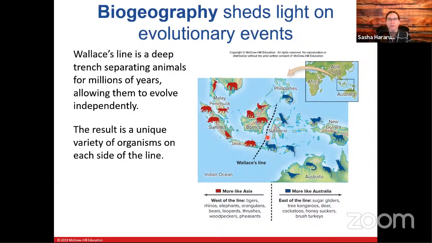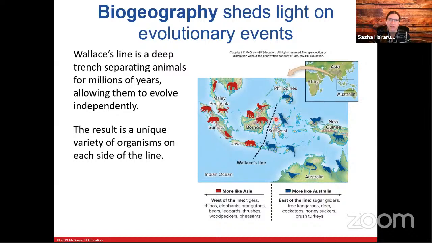So the figure here depicts the so-called Wallace's line. Wallace's line is located in the Indian Ocean. It separates the islands in the Southwest Pacific. Wallace's line is basically a trench. And despite these islands having virtually the same conditions, they have very different species.